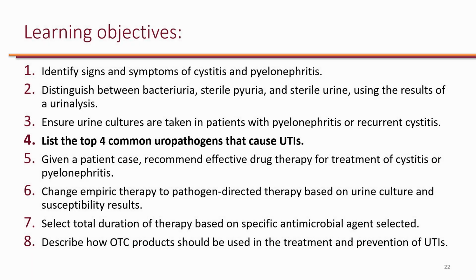We explored signs and symptoms of cystitis and pyelonephritis. We looked at the results of your urinalysis to distinguish between bacteriuria, sterile pyuria, and sterile urine. We ensured urine cultures are taken in patients with pyelonephritis or recurrent cystitis. Now, the next learning objective is to list the top 4 common uropathogens that cause urinary tract infections.